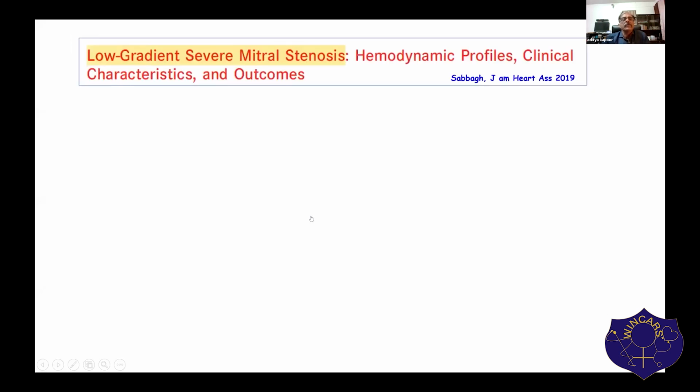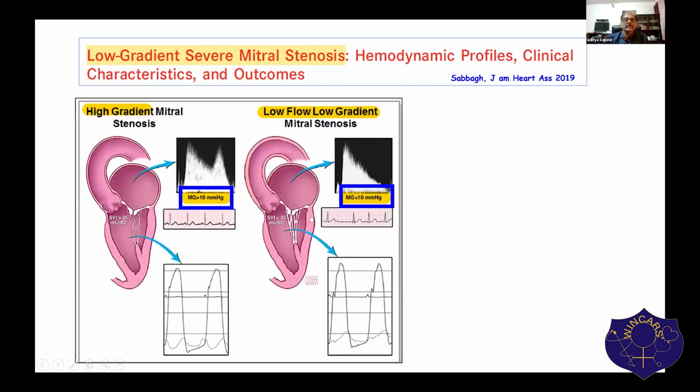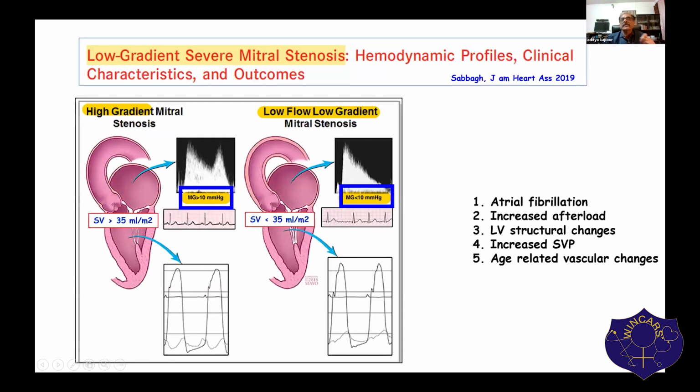Again, be aware of low gradient severe MS. This is just like low gradient aortic stenosis. This is a newly described entity. Go through this paper published in Journal of American Heart Association 2019, that sometimes even with severe MS, the gradient may be less because of a low stroke volume index. So you have a high gradient MS and a low flow, low gradient MS. That is a mean gradient less than 10 with a low stroke volume, and especially common in people with low cardiac output, atrial fibrillation, older people.